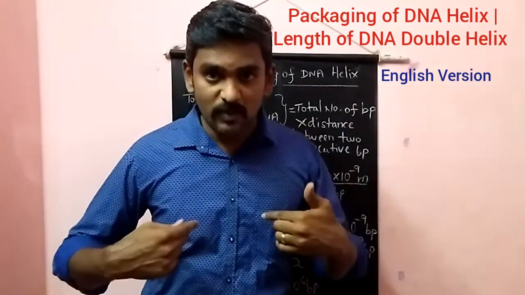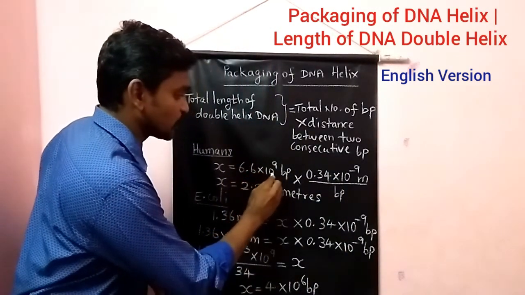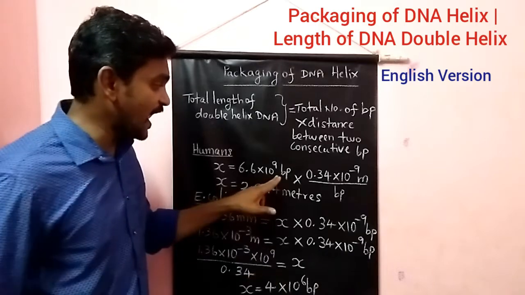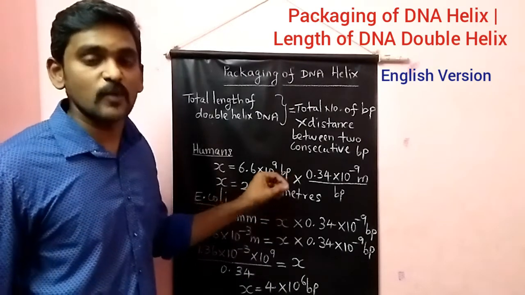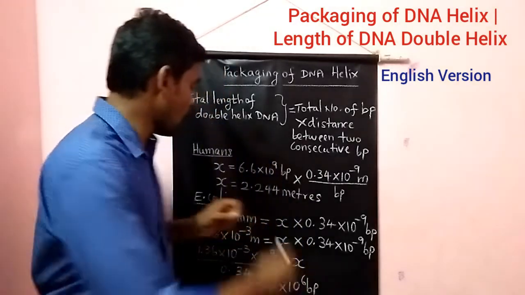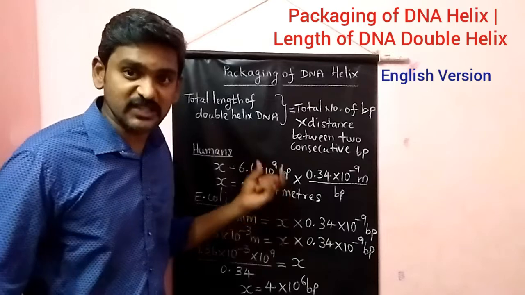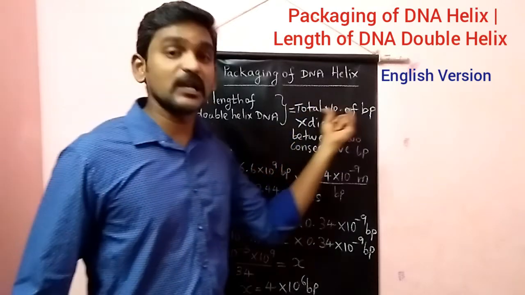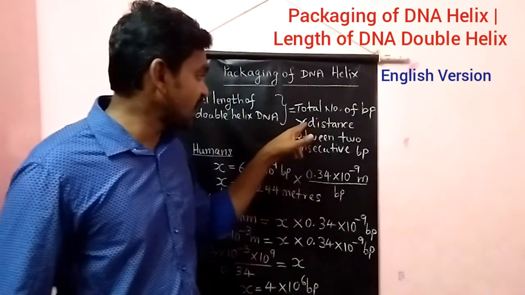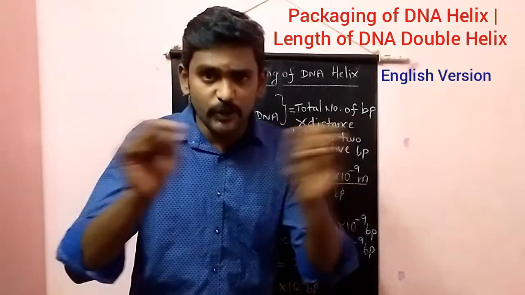In the case of humans, you can see here 6.6 into 10 to the power of 9 base pairs. As humans are diploid organisms, a diploid cell consists of 6.6 into 10 to the power of 9 base pairs. So this is the total number of base pairs, into the distance between two consecutive base pairs. What do we mean by two consecutive base pairs?